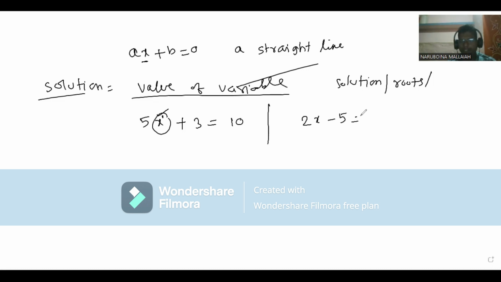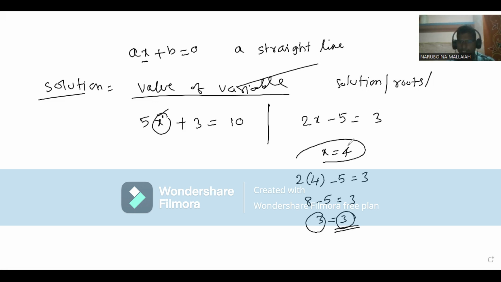I will make it clear by taking a simple example. 2x minus 5 is equal to 3. Here I am taking some values. If I take x is equal to 4, in place of x I am writing 4: 2 times 4 is 8, 8 minus 5 is equal to 3. Here I got both the LHS and RHS the same. So x is equal to 4 is called the solution or root of the given equation 2x minus 5 is equal to 3. In this way, linear equations have their roots, and that root we have to find out.